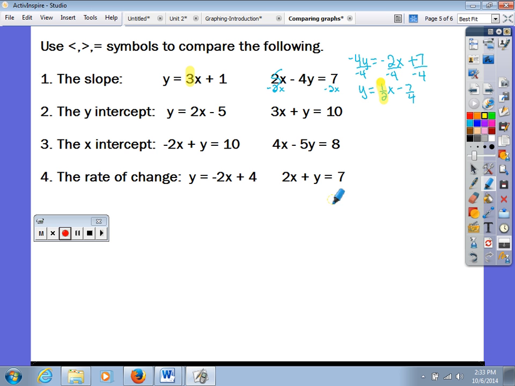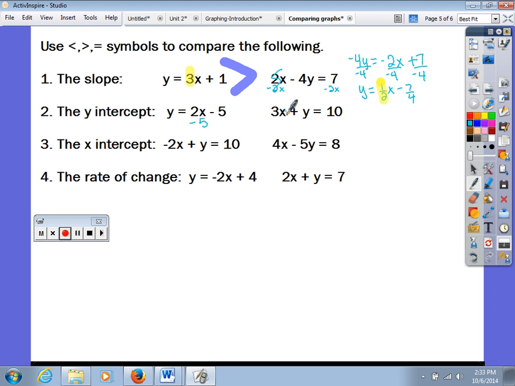So which one is greater? The first or the second? The first. All right. Number 2, the y-intercept. How do I figure out what the y-intercept is? Make what equal 0? If you don't know that, you need to write that next to your paper in your notes. For y-intercept, you make x equals 0. All right, so if we make x equal 0, what is 2 times 0? Minus 5 is? So this y-intercept is negative 5.